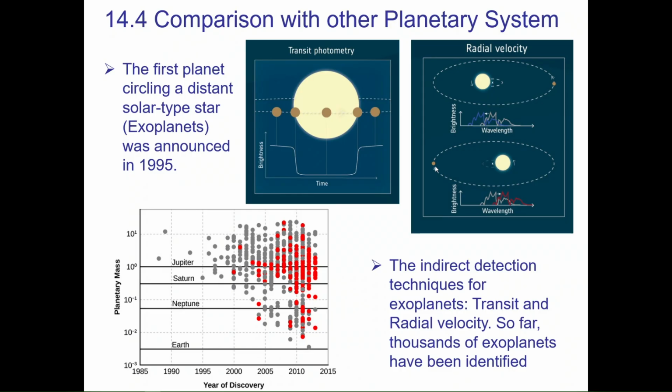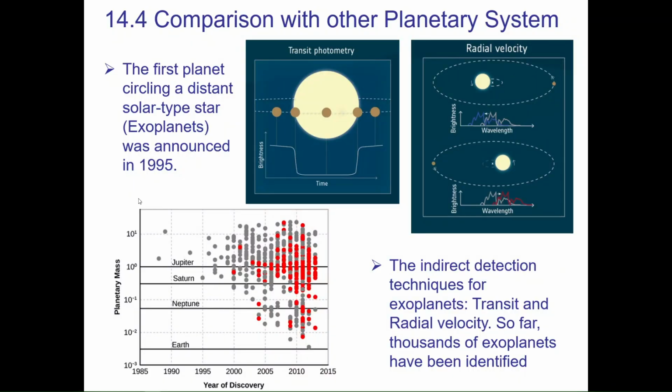Remember, we talked about why we can estimate the mass: because the force of gravity is a cause of motion. Therefore, by observing the motion, we can extrapolate back to calculate the mass of the objects in this system, that means the exoplanet and the star. So by using primarily these two detection methods, so far we have identified thousands of exoplanets. Remember, both are indirect detection techniques.